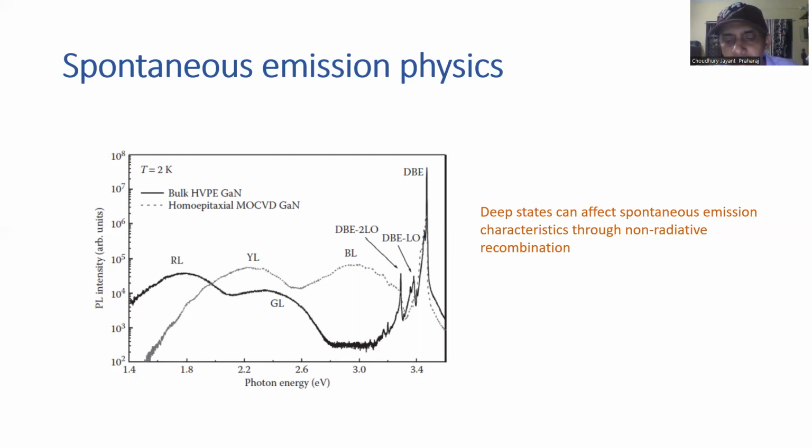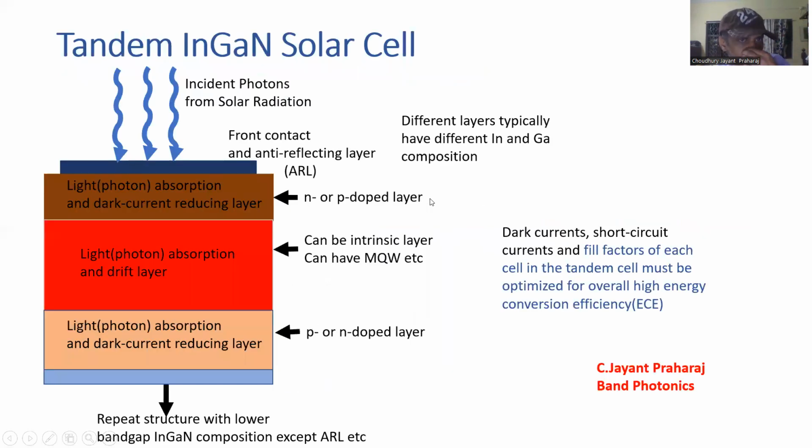So there is the generation term due to absorption of solar radiation photons, but then the recombination terms look somewhat like these. And this is the physics behind those terms. And so the deep states can affect spontaneous emission characteristics through non-radiative recombination. In this slide, we mention a different version of this solar cell design called the tandem indium gallium nitride solar cell. So we have different subcells, and in this, we first show this subcell, which basically looks similar to the cell shown in the previous slide.